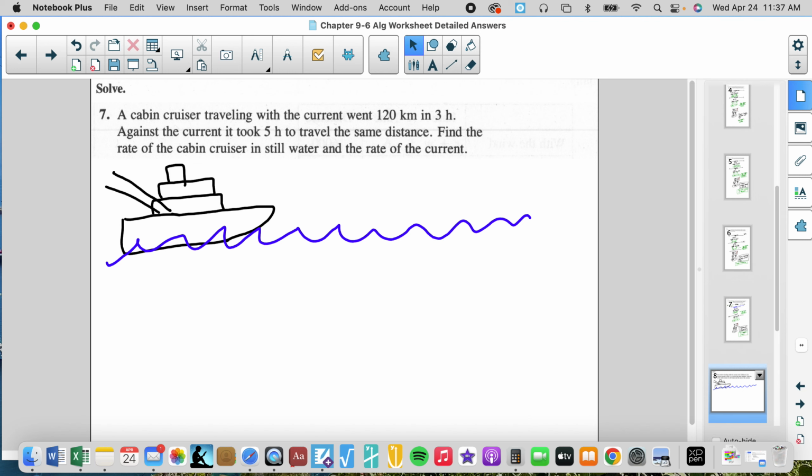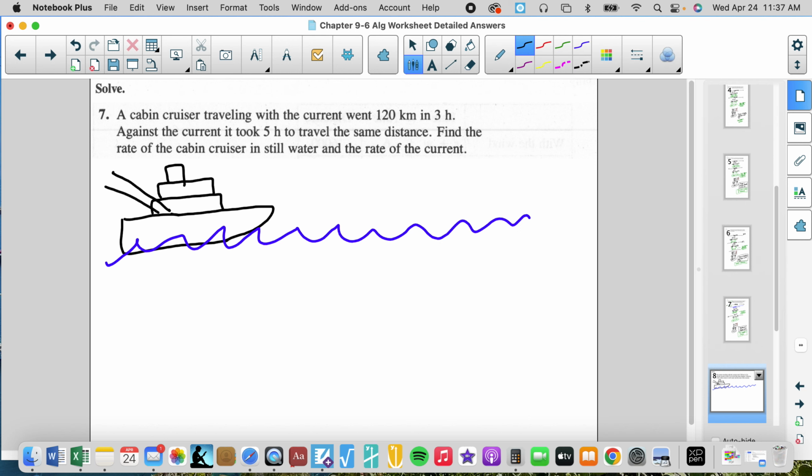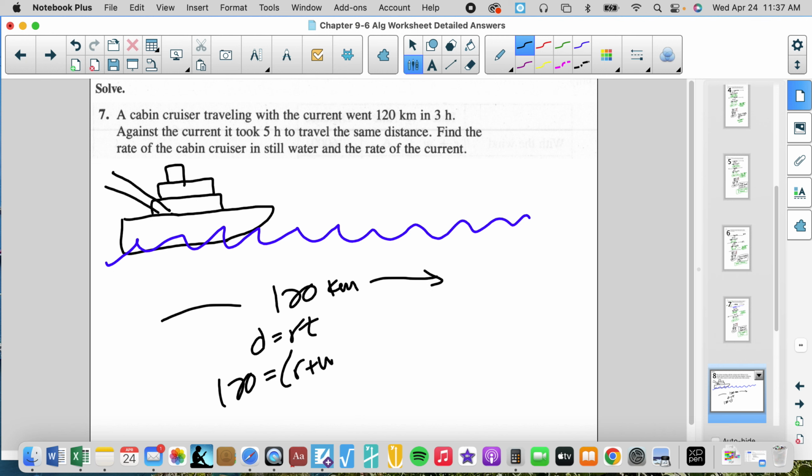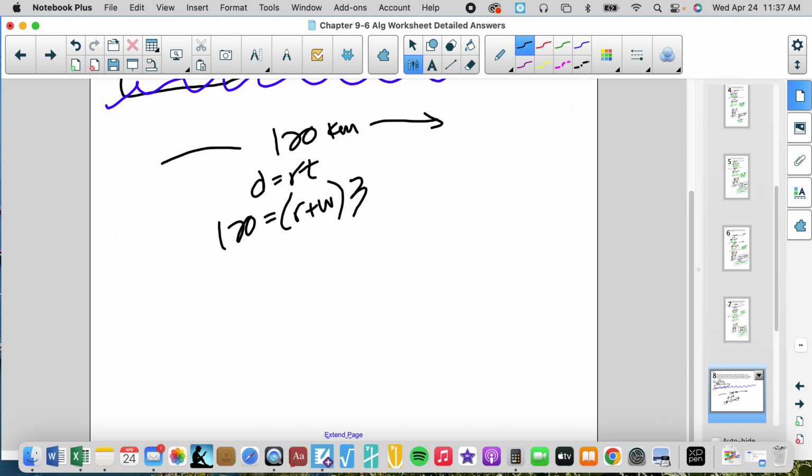Okay, there's my cabin cruiser traveling with the current. With the current means you're going to go faster. 120 kilometers. With the current, distance equals rate times time. The distance is 120. Rate of speed with the current. With is not the W, with is the plus. Took 3 hours. And then against the current, still 120 kilometers.